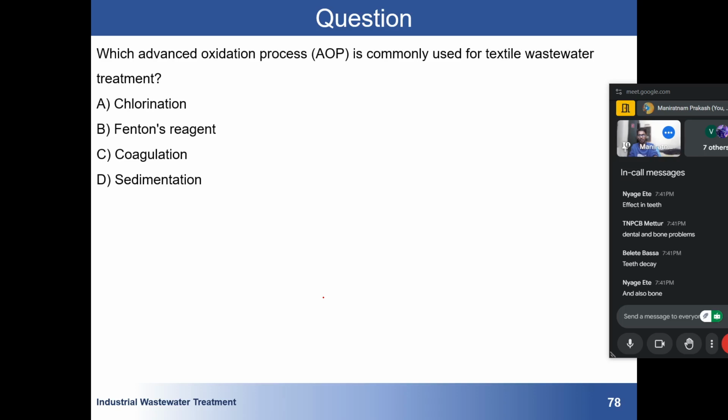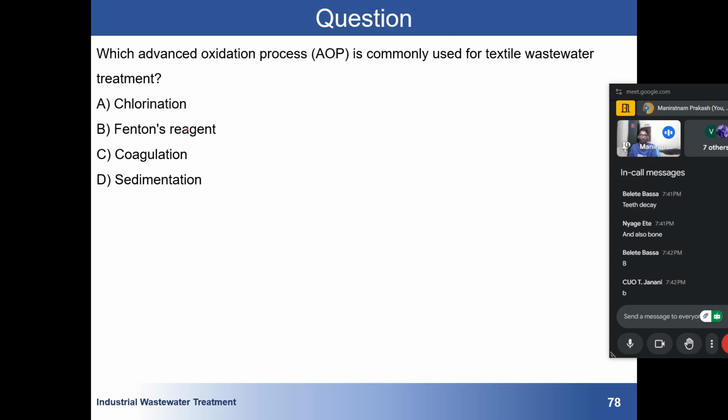Correct. What is the drinking water limit of fluoride? Last question. Anyone know what is the drinking water limit of fluoride?